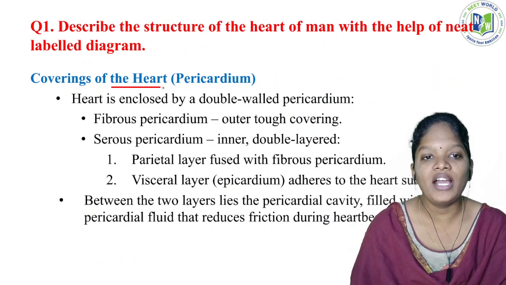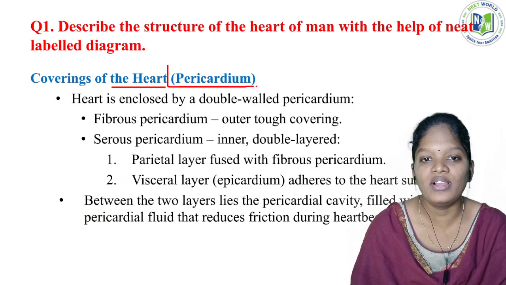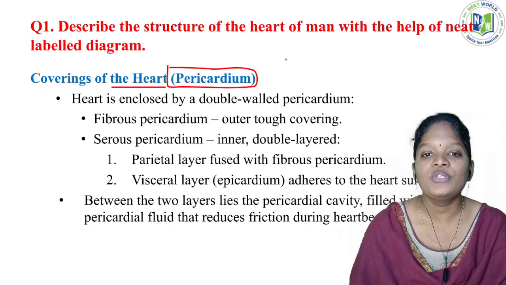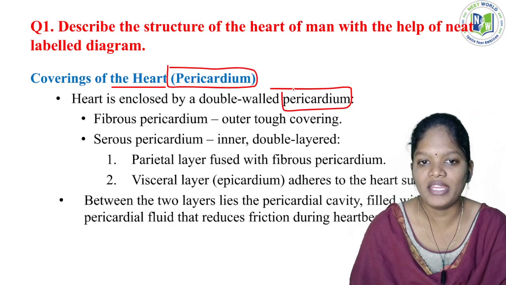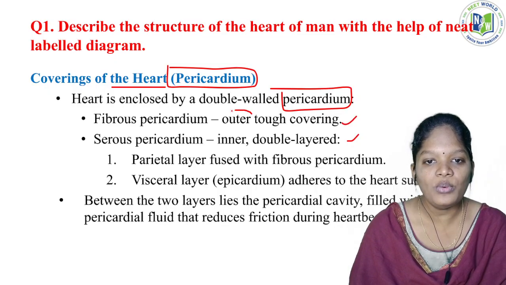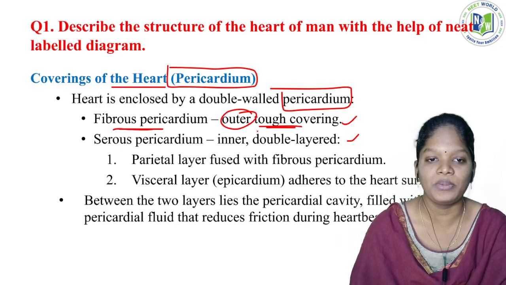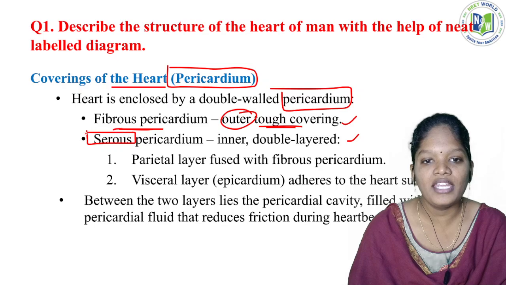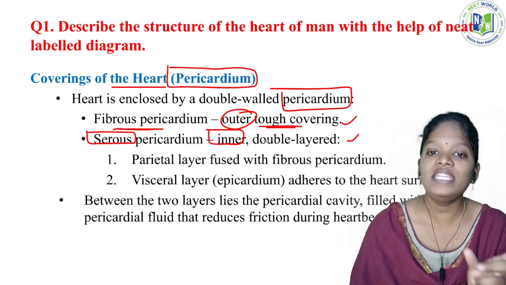Now, the covering of the heart: with which membrane is the heart covered? That covering is called the pericardium. The heart is covered by a double-walled membrane called the pericardium, which we can divide into an outer layer and an inner layer. The outer layer is fibrous, called the fibrous pericardium, which is very tough. The inner layer is the serous pericardium, which is further a double layer.